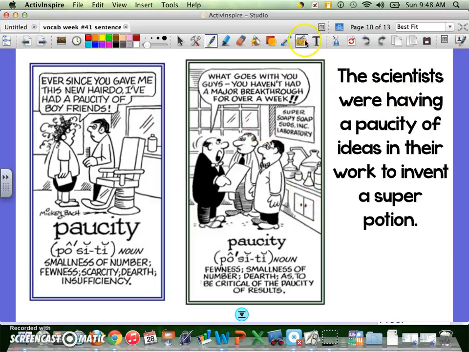You could also have a sentence like this one on the right. The scientists were having a paucity of ideas. They were having a small amount of ideas. A paucity of ideas in their work to invent a super potion. So they didn't have a lot of ideas. They were having trouble with their invention. Or this cartoon right on the left. Ever since you gave me this new hairdo, I've had a paucity of boyfriends. A very small number of boyfriends.